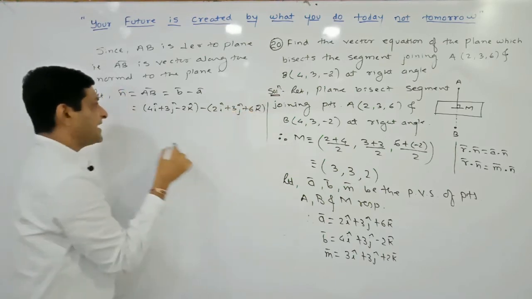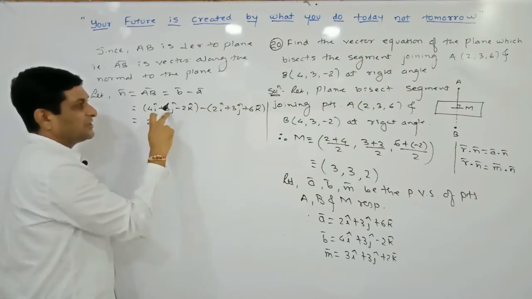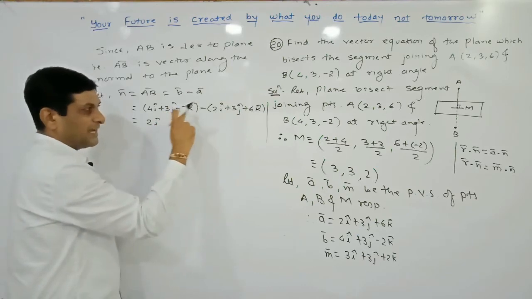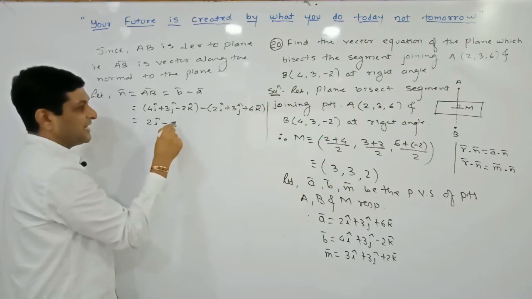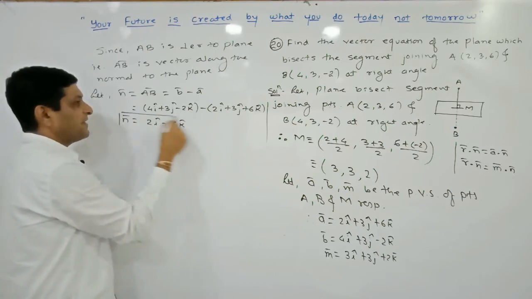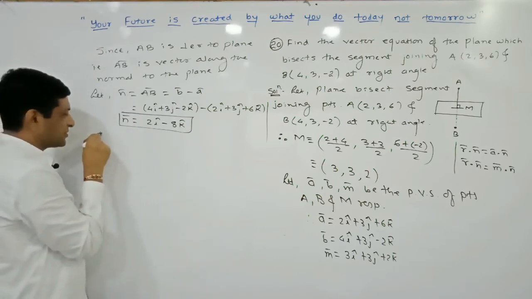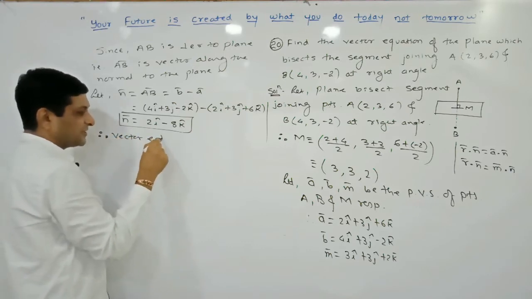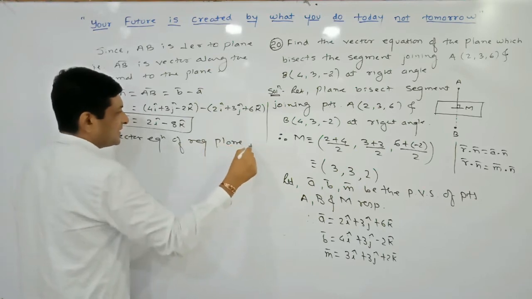So let us simplify it. Which is equal to 4i minus 2i is 2i cap, 3j minus 3j will be 0j, and minus 2k minus 6k will be equal to minus 8k cap. So this is the value of N bar. Once the value of N bar is known to us, we are able to find out our required vector equation of plane.